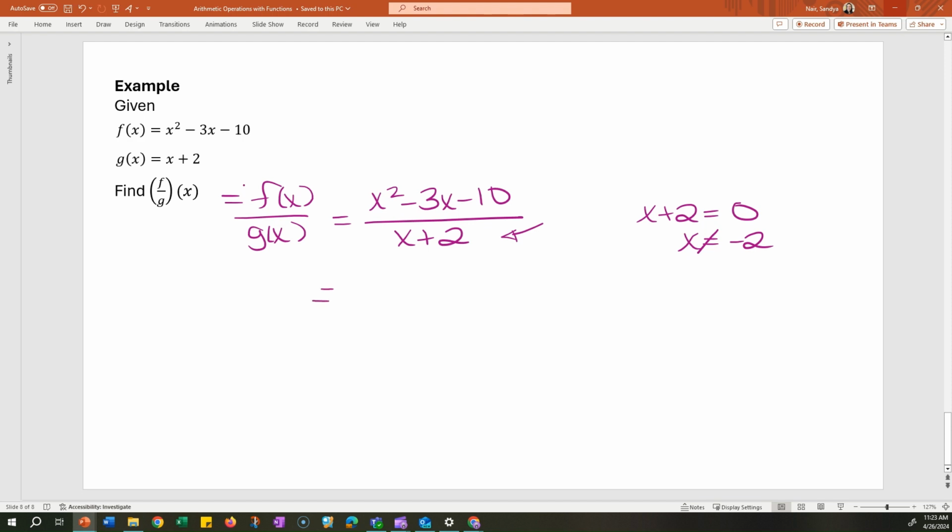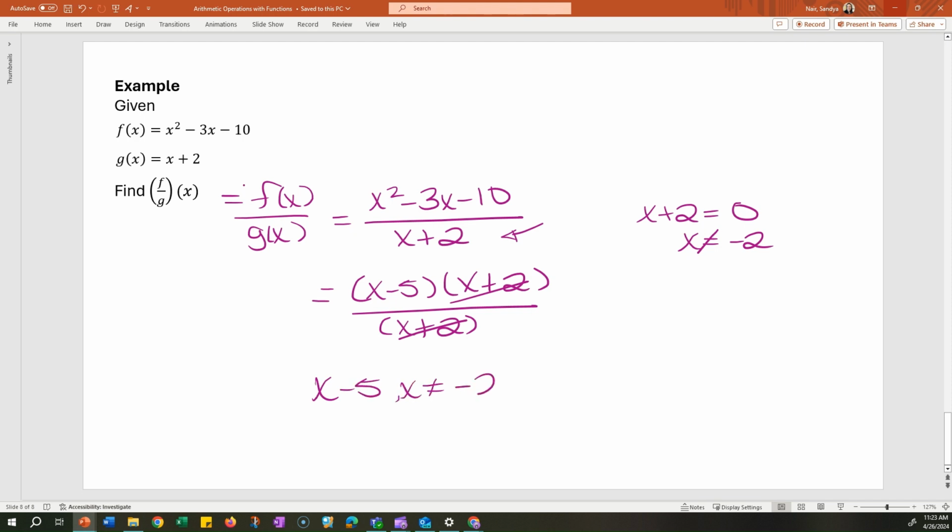So the easiest way to divide this is to go ahead and factor the numerator. If you factor the numerator, it's going to turn into x minus 5 times x plus 2. And what will happen here is that common factor of x plus 2 will cancel from the numerator and denominator. So our answer is going to be x minus 5, but remember we have to include that exception that x does not equal negative 2.